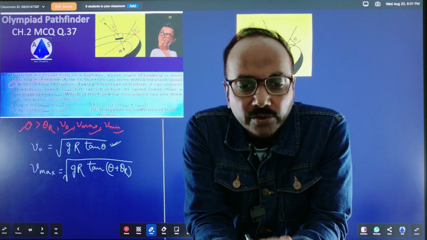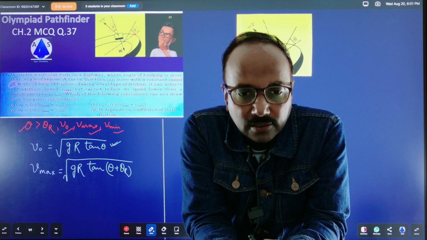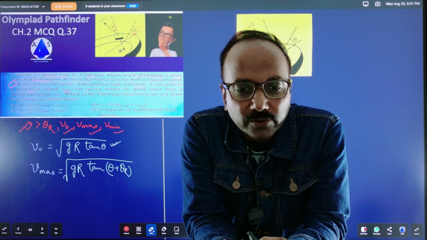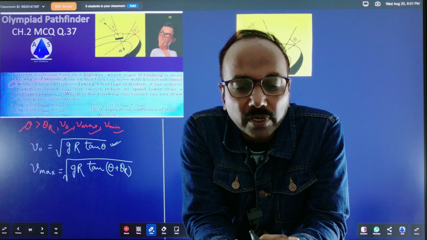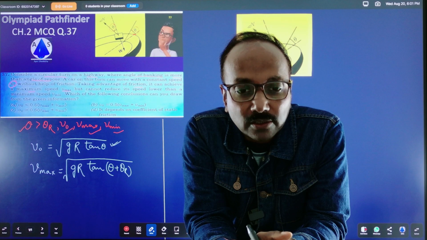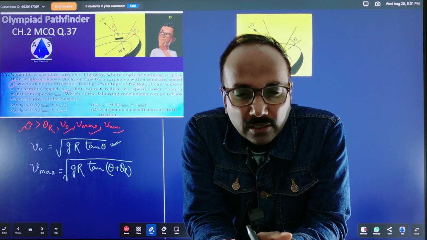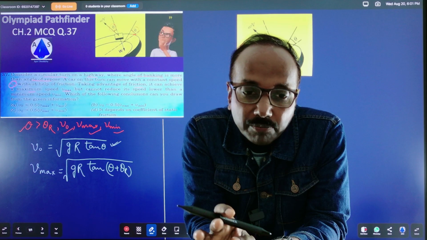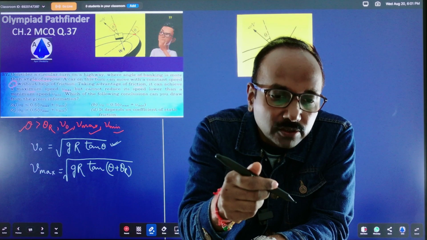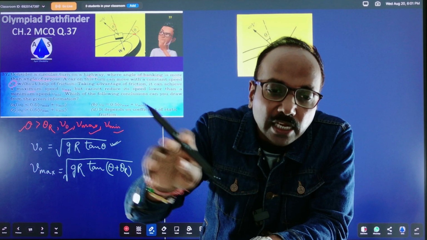Similarly, if you reduce the speed of the car, your centrifugal force reduces, the component of centrifugal force acting up along the slope will reduce. So your mg sine theta will be greater than your component of centrifugal force up along the slope. So car will have a tendency to slide down. So friction force will act upward.